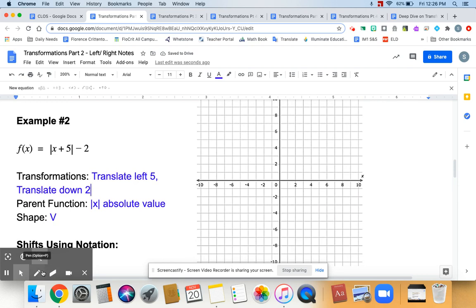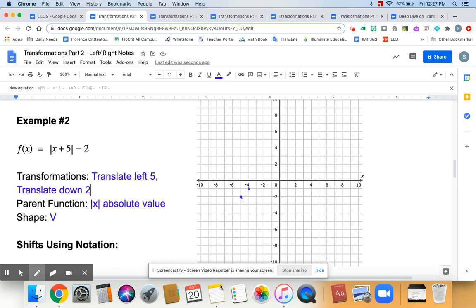So if I were to graph this quickly, my absolute value graph starts at 0, 0, the vertex. But I'm going to go left 1, 2, 3, 4, 5, and then down 2. I have to do both things for my new vertex. Now from the new vertex, for all of them, you go right 1, up 1. And then for left 1, it can either be up or down.